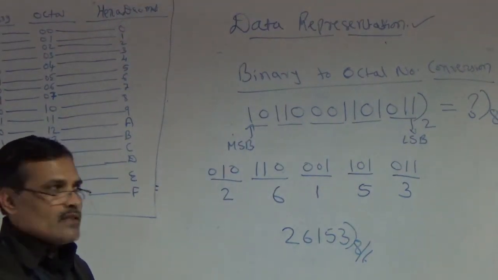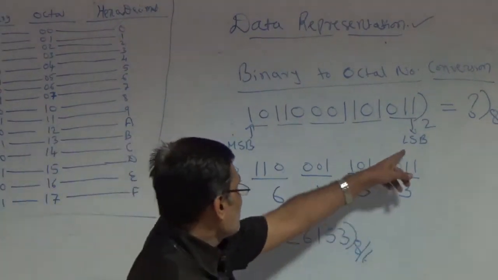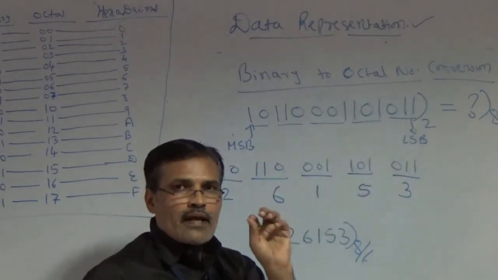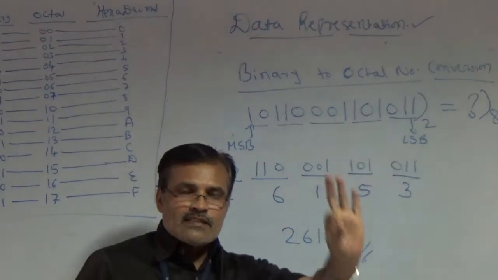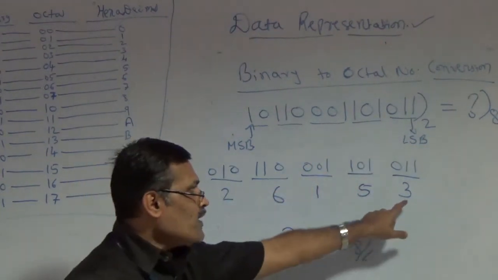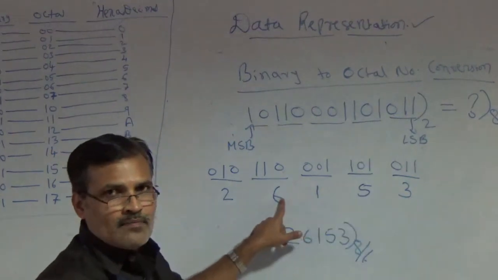Okay, just remember, from the least significant to the most significant bit, you need to group 3 binary bits. Replace each 3-bit binary group with its equivalent octal symbol. That's it.